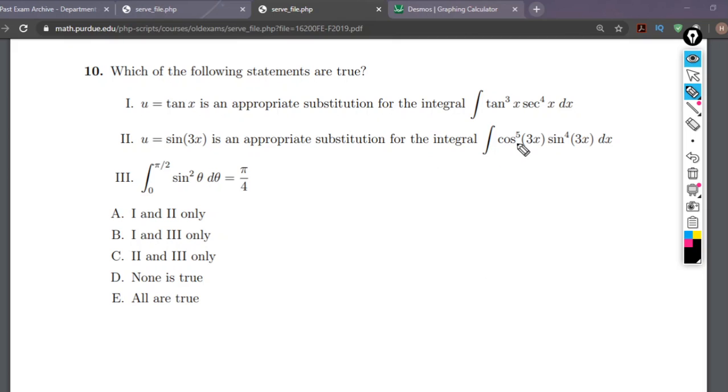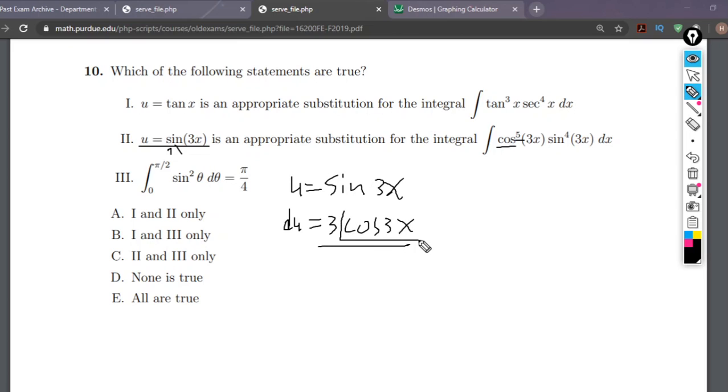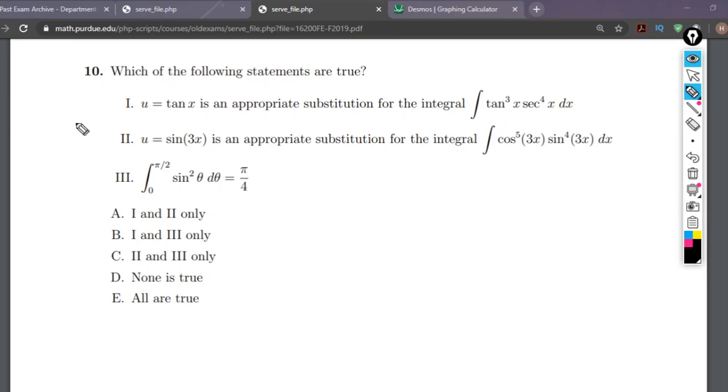So number 2, same thing. Look at the odd power here. Since cosine is odd, let's see if this actually works. So if u equal to this, then du equal to 3 cosine 3x. So the odd power here will suffice because you can take this and become cosine 3x times cosine squared 3x times cosine squared 3x. Change the cosine squared 3x into 1 minus sine squared 3x, and you can u sub this in because there will be a cosine 3x in every single one of those terms. There should be 3 terms. I will not write that out. So both of these are true.